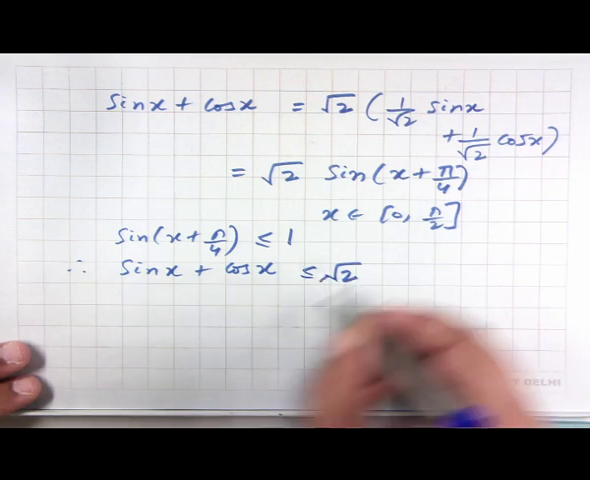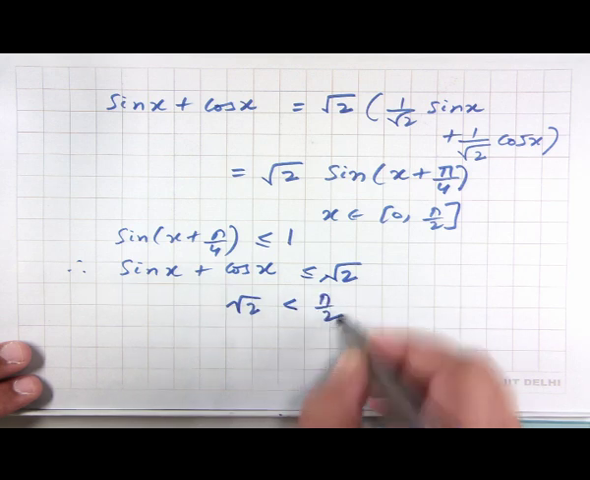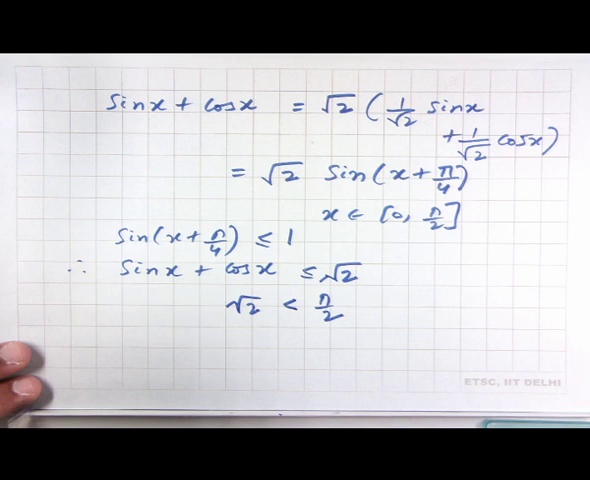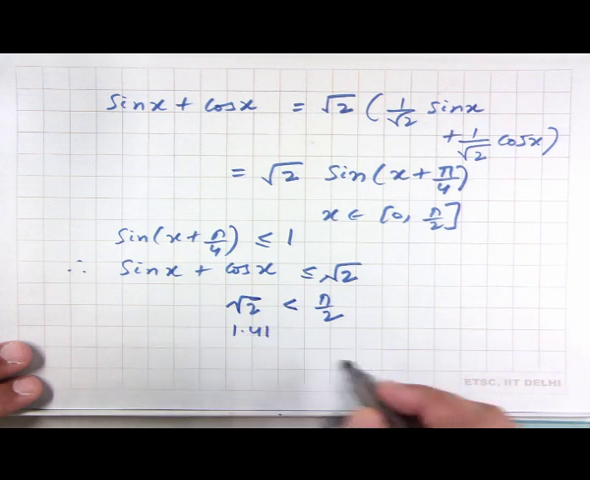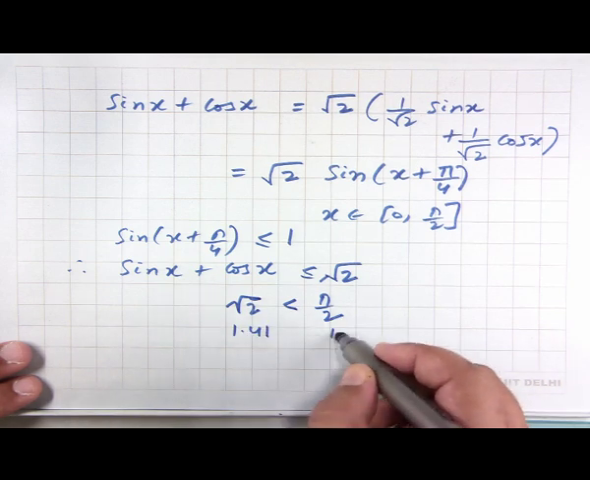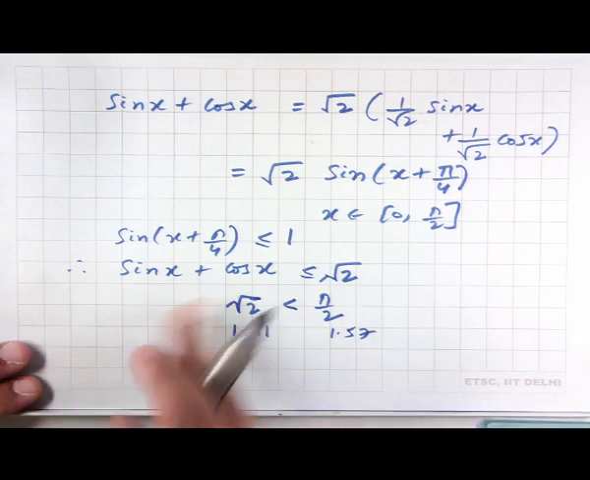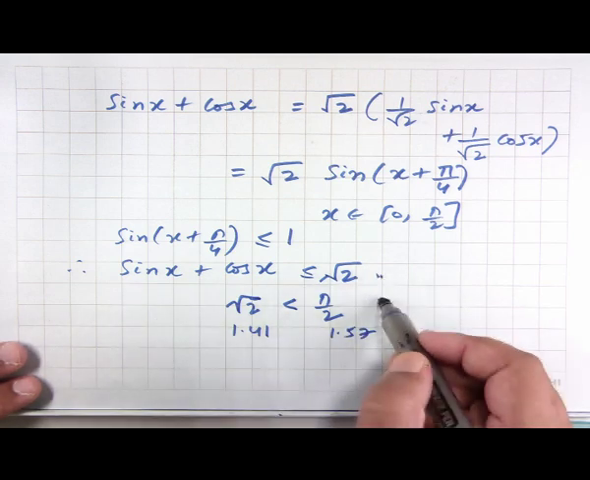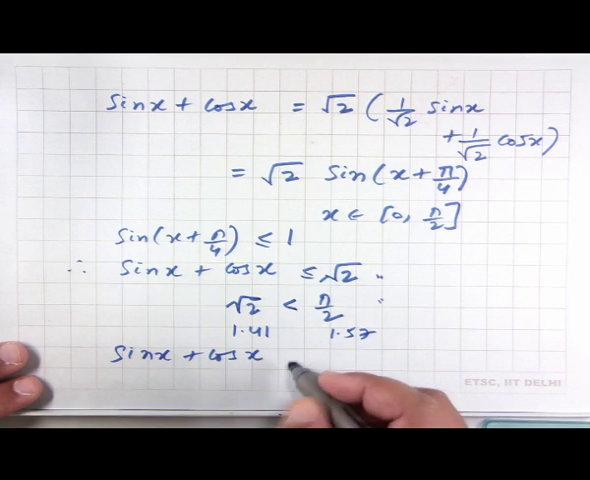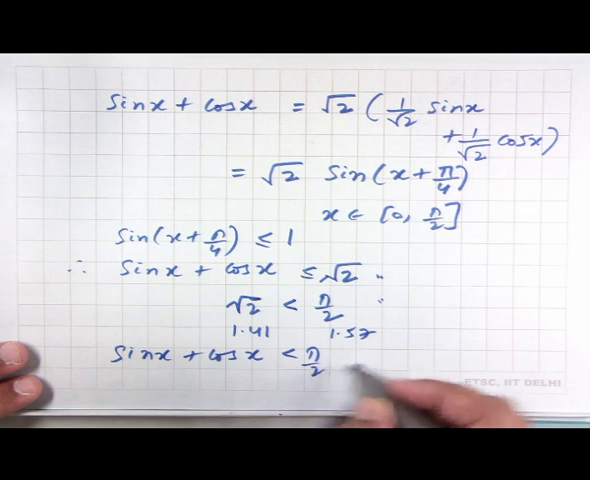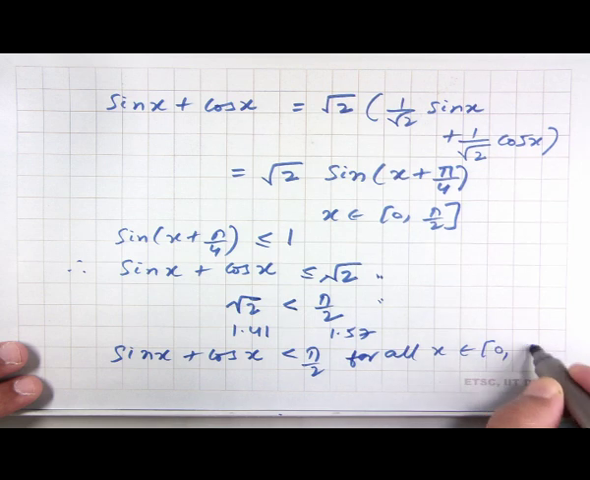Since root 2 is strictly less than pi by 2, it is easy to see that, because root 2 is 1.41 something and pi by 2 is 1.57 something. From these two statements, it follows that sin x plus cos x is less than pi by 2 for all x belonging to the interval 0 to pi by 2.